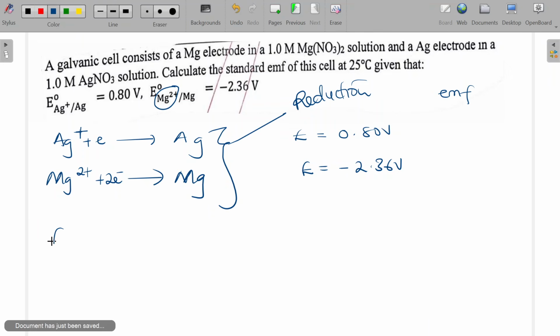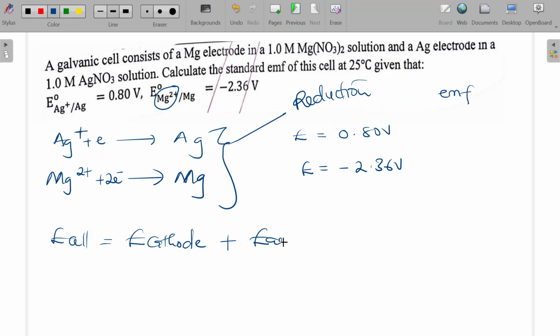And remember, the E cell value is calculated by saying E cathode plus E anode. This is the formula I like to use. Now I need to choose which one will become my cathode and which one will become my anode. Both of them are reduction, and you know that at the cathode, that is where reduction takes place, and at the anode, that's where oxidation takes place.